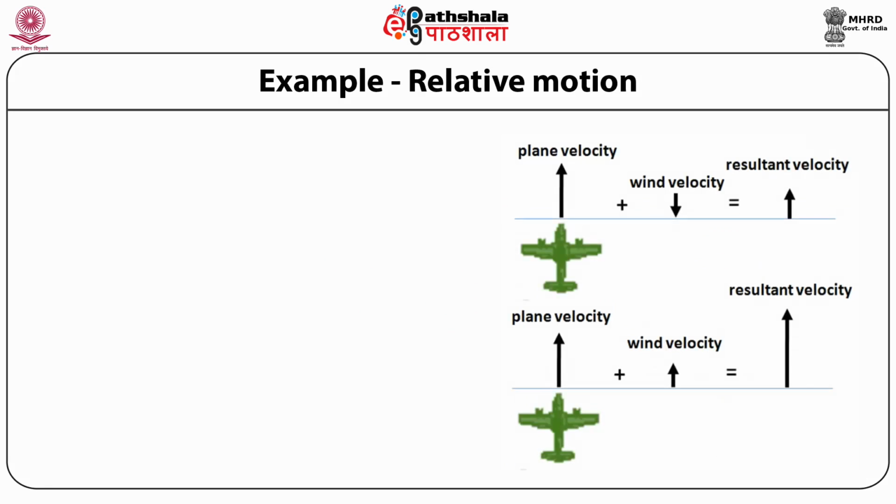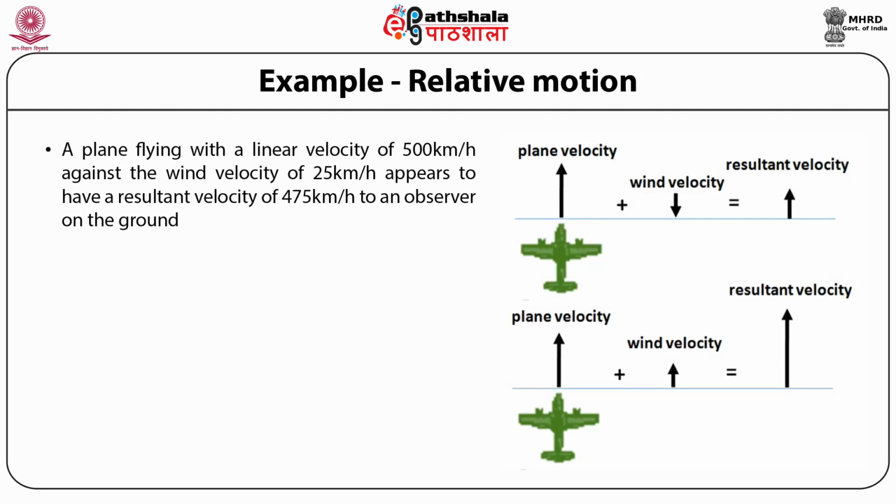As an example of relative motion, let's say a plane is flying with a linear velocity of 500 km per hour against the wind velocity of 25 km per hour. This plane would appear to have a resultant velocity of 475 km per hour to an observer on the ground. So pictorially or vectorially, with the two velocities, the velocity of the plane against which the air is blowing, the resultant velocity of the plane will have a smaller magnitude, which can be immediately seen from this vector addition.